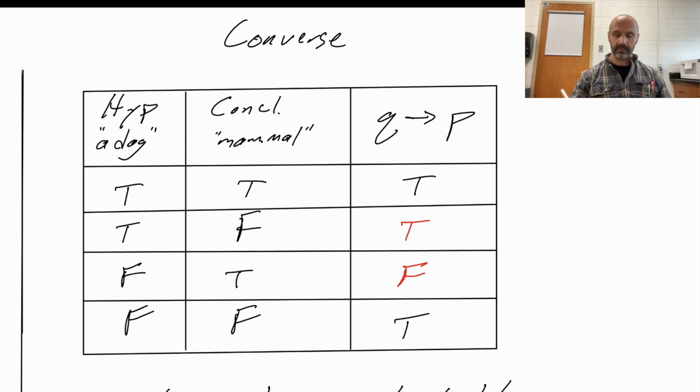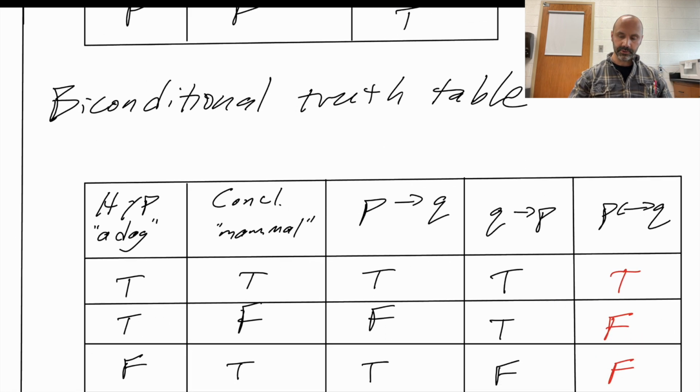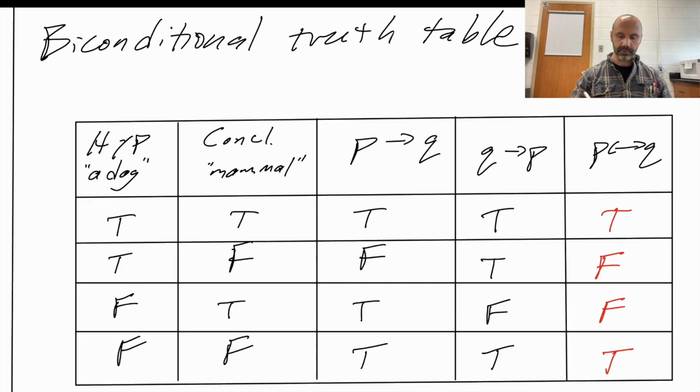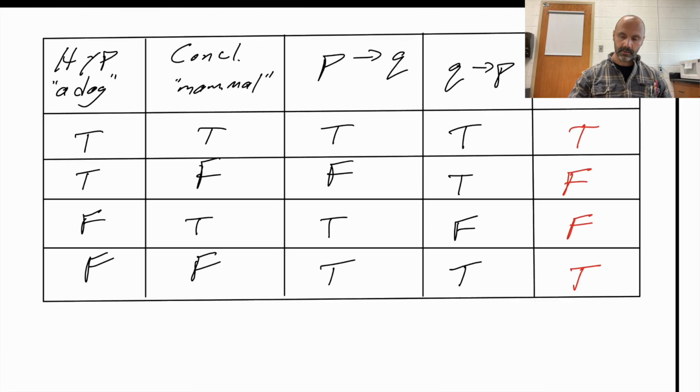Okay, now we put them together. The biconditional is true only when both are true. So here's the original conditional: true, false, true, true. And then here is the converse: true, true, false, true. The first line and the last line are the only ones where both statements are true. And so this is what the truth table looks like for a biconditional.